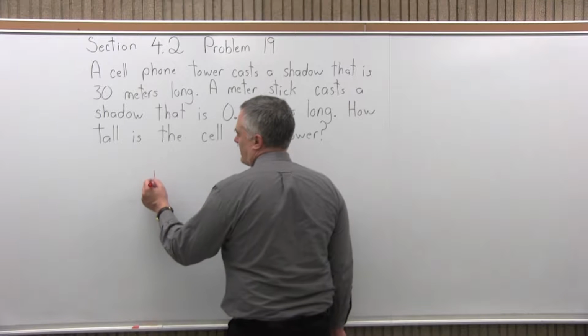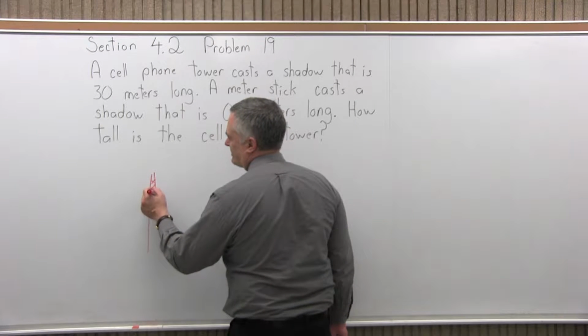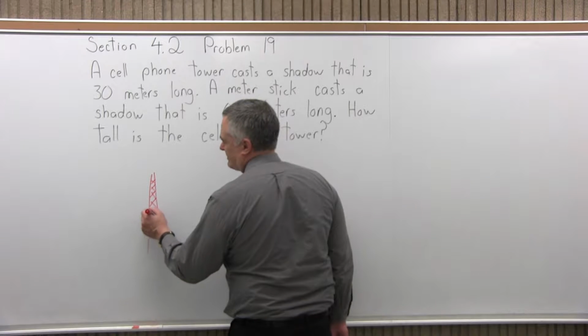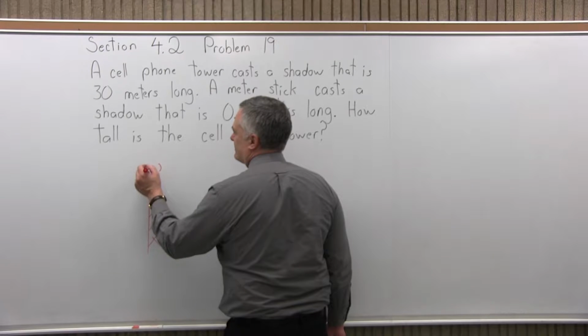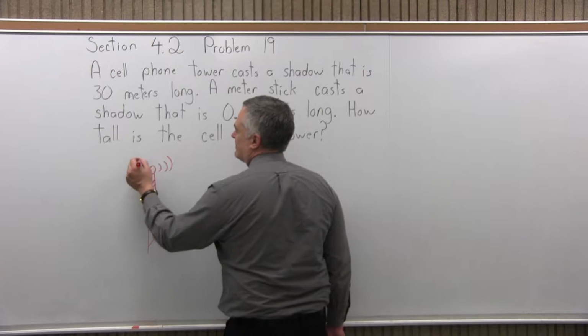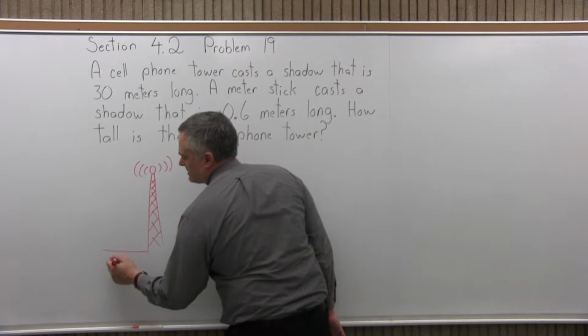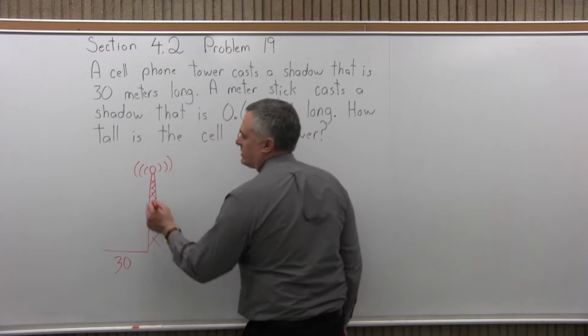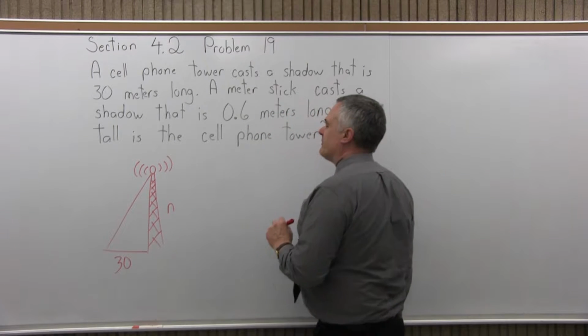So we have a cell phone tower. Let's see if I can draw something that would resemble a cell phone tower. It's like transmitting cell phone signals. It looks kind of like a cell phone tower. So it casts a shadow that is 30 meters long. So you can kind of make a triangle. Its height is unknown. We can call it n.